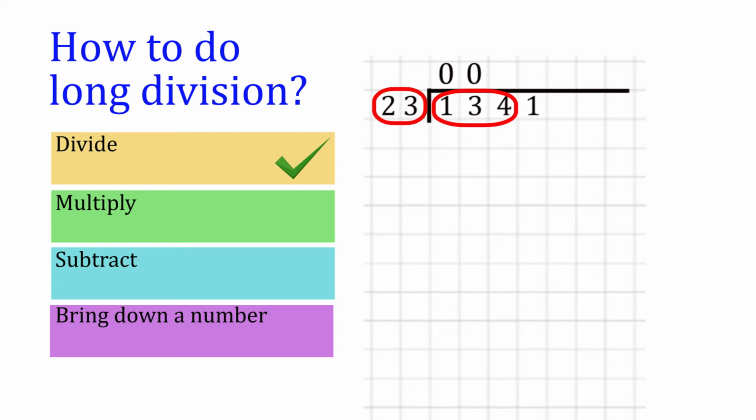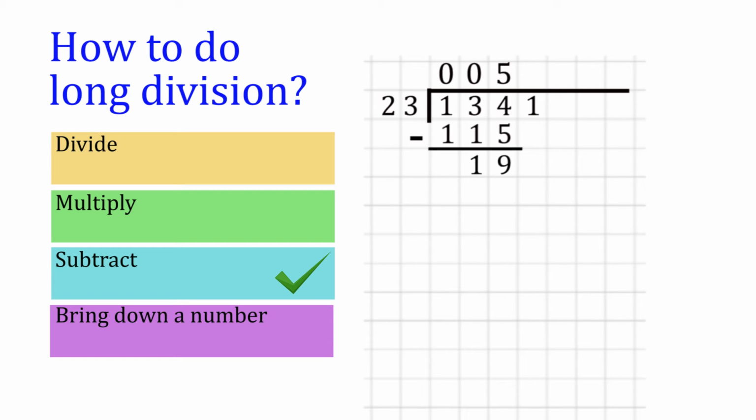We divide 134 by 23. The answer is 5. Remember, we ignore the remainders. We write this 5 above. We multiply this 5 by 23, which equals 115. We write this below. We draw a line. We subtract 115 from 134, which gives 19. We write this below. We bring down the next digit, 1.